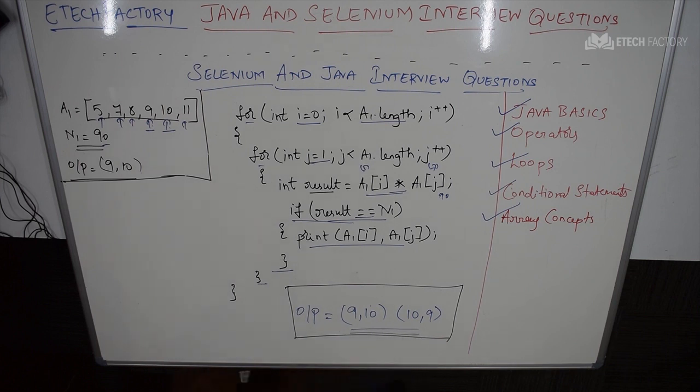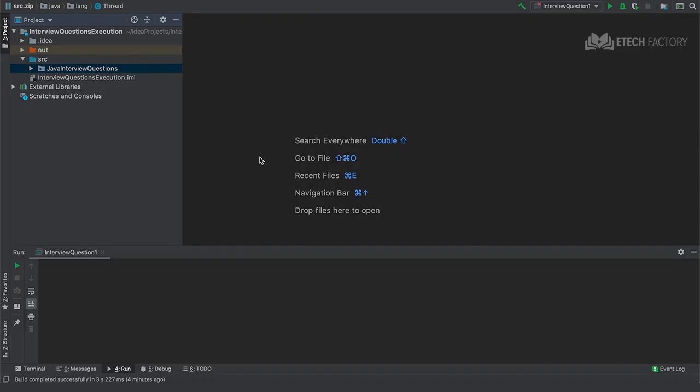So now let us see the same code executed in our IDE, and we'll see the output, that is whatever we have seen here, the same output we should see in the system also. Okay guys, so now we'll see the execution for the same problem statement what we just saw the logic. So here to start with, I have opened the IntelliJ IDE, and I have created a project called interview questions execution, and in that I have created a package called Java interview questions.